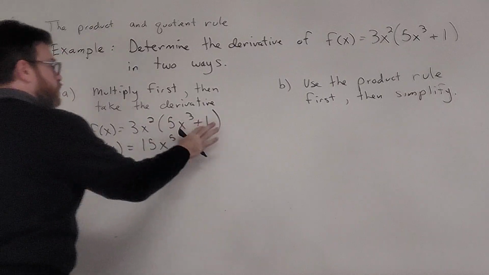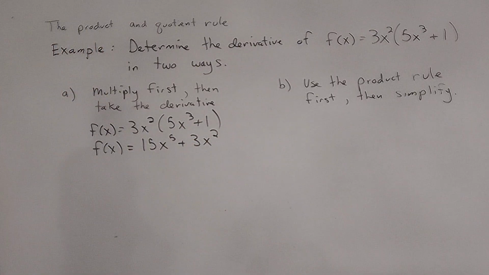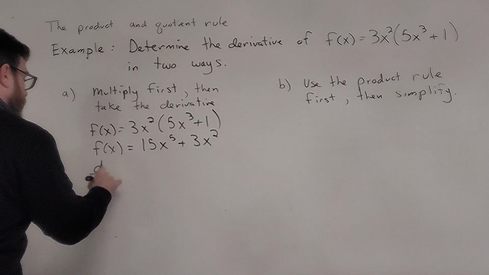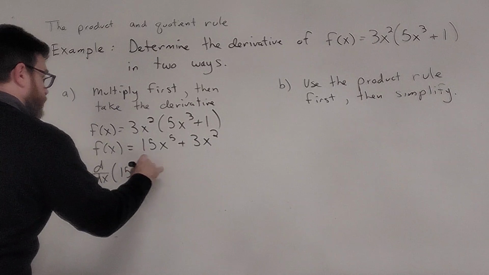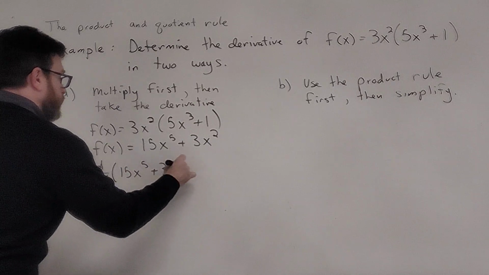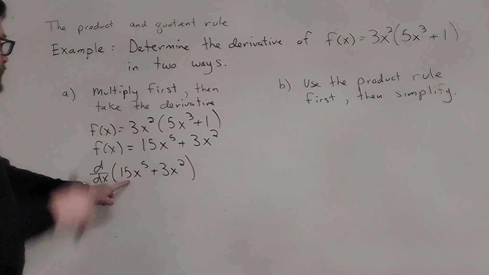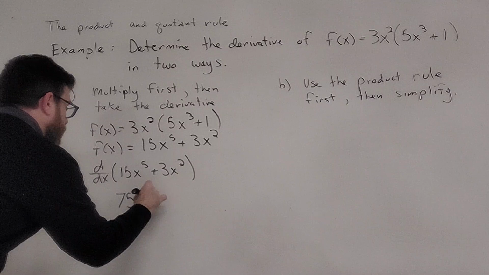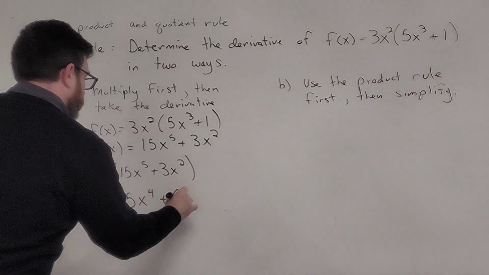And then 3x squared times 1 is going to be equal to 3x squared. So this is still f. Now we can take the derivative with respect to x of f, so 15x to the 5th plus 3x squared, and see what we get. So 5 times 15 is going to be 75, x to the 4th, dropped by 1. 2 times 3 is 6, drop that power by 1, so 6x.